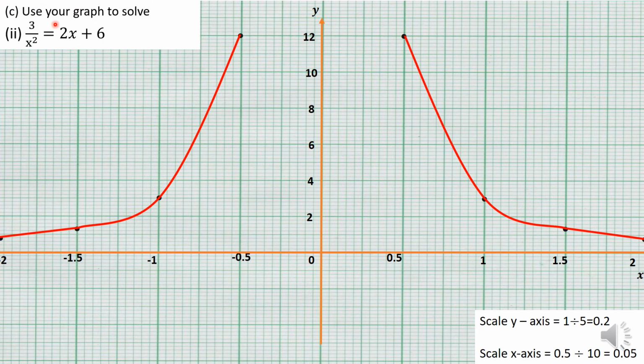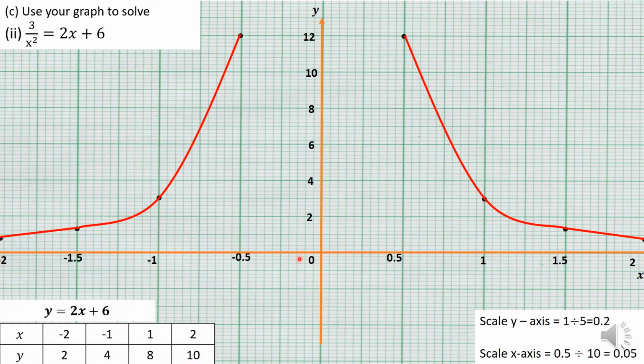Right, so use your graph now again, something similar to solve 2x plus 6. So what is 2x plus 6? It is a straight line, people. So bring in a table, and you can use the whole number values. You only need 2 points to draw a straight line. So I took -2, -1, 1, and 2. And I'm going to draw that line.